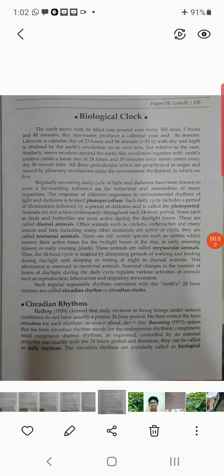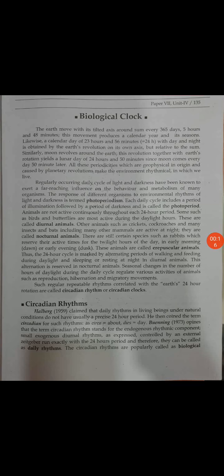Dear students, today we see the next topic, that is biological clock. Now, biological clock, we know this clock, but today we have to study about the biological clock. So, what is this? Actually, we know that the earth moves on its tilted axis around the sun every 365 days 5 hours and 48 minutes. And this movement produces a calendar year and its seasons.